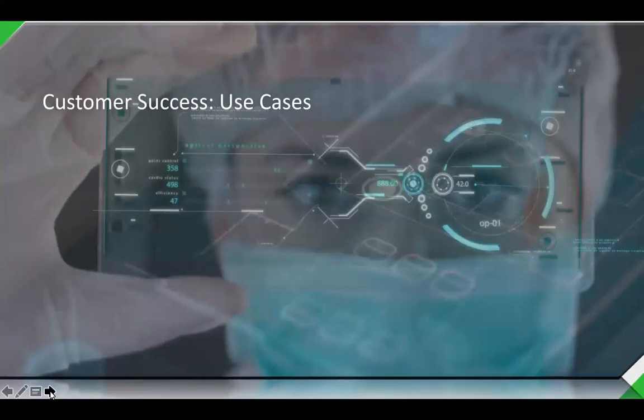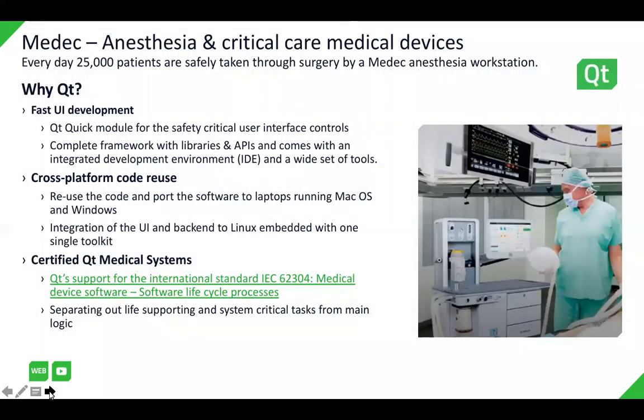So I'd just like to wrap up with a couple of use cases, just to show you where devices built with Qt are in action and what we're doing. The first use case I'd like to look at is an anesthesia device. Medic is our customer, based out of Belgium. Why did they choose Qt? Well, fast UI development, cross-platform code reuse, and they're able to get a certified medical system to market quickly because of the way we support the 62304 standard, and because of the way we work with them from beginning to end as they bring their product to market.